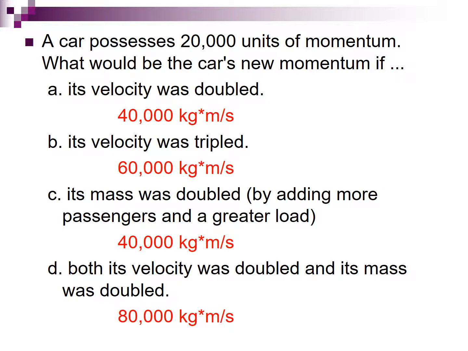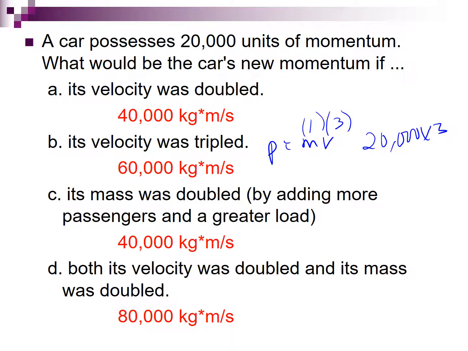If it's doubled, we just double 20,000. So 20,000 times 2 would be 40,000. If velocity is tripled, we just merely multiply it by 3. So just to see how I'm getting these, P equals mv, and we plug in 1 for mass, but our velocity tripled. So it's just 20,000 times 3.